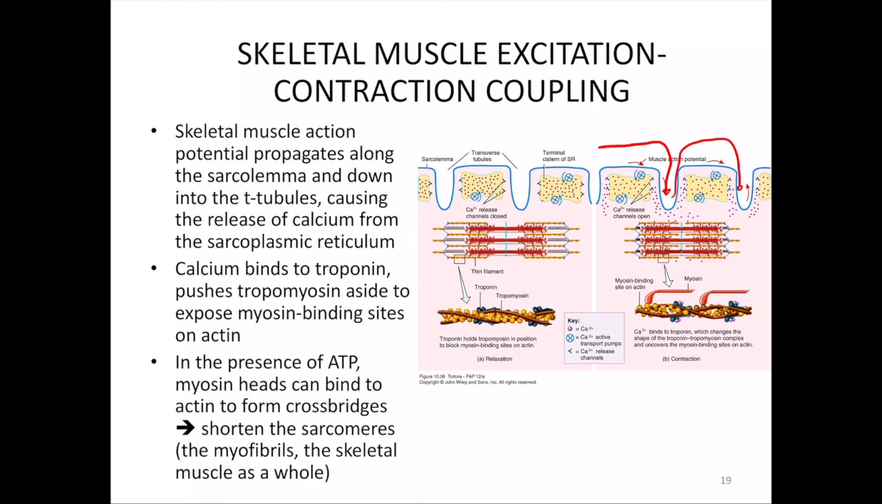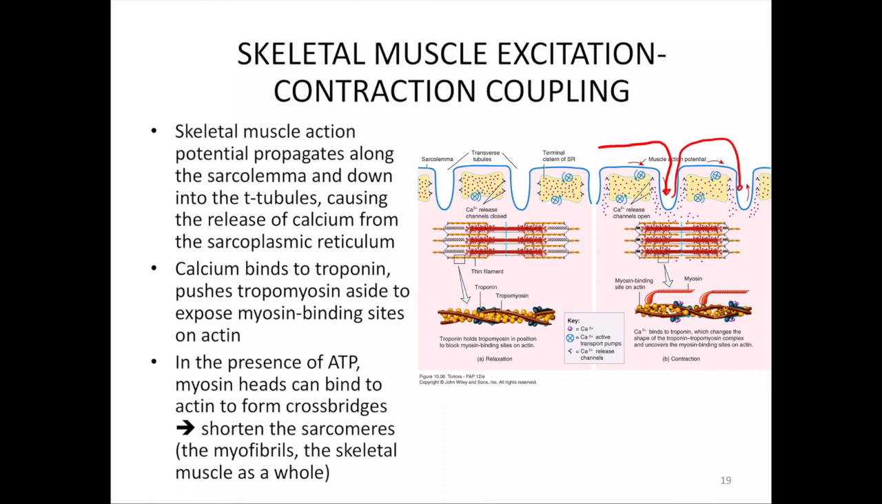And what's going to happen is that as that signal passes by the terminal cisternae of the sarcoplasmic reticulum, it's going to cause the release of calcium, okay? And calcium is going to trickle down, because these myofibrils are so closely associated with the sarcoplasmic reticulum, and calcium is going to bind to troponin, okay? It's going to push tropomyosin aside, and it's going to expose those binding sites on actin for myosin. So this is where we start to facilitate how cross-bridge formation takes place.